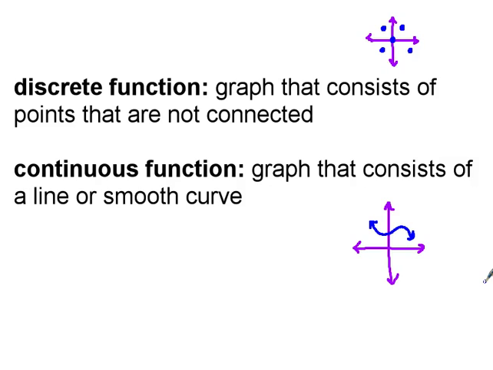A discrete function just has a bunch of dots, a bunch of points. A continuous function, on the other hand, has a line. So a good thing to do if you're writing notes down, you don't necessarily need to have the words. You could just have the pictures: discrete function and have a picture, continuous function and have a picture, and that basically explains what the two are. So let's go ahead and look at the next slide and see what we have.